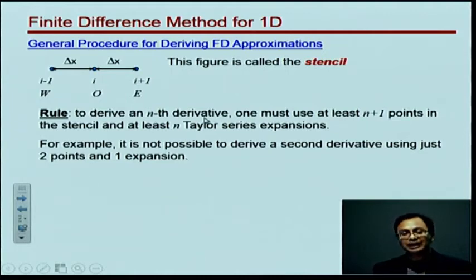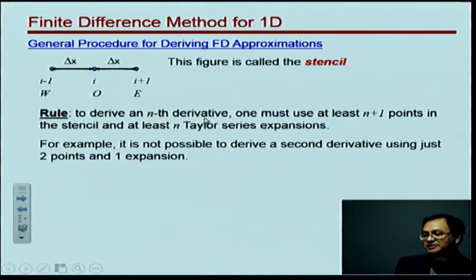Okay, 2 points you can only represent by a line. You can't say that the line bent this way or that way. It's impossible. You need at least 3 points. So that's the whole idea: you can't do one Taylor series expansion and 2 points to derive a second derivative. You must have 3 points and 2 Taylor series expansions.